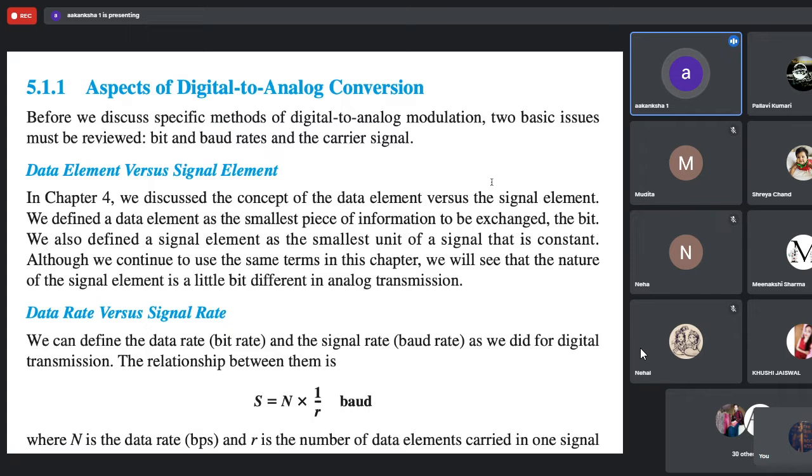Data element versus signal element we have already done. We defined earlier in chapter 4 that a data element is the smallest information to be exchanged, that is the bit. And we also defined a signal element as the smallest unit of a signal that is constant. So basically a signal element is constant throughout 1 unit of time. The smallest piece of information in digital form is the bit, and we have already discussed it earlier.